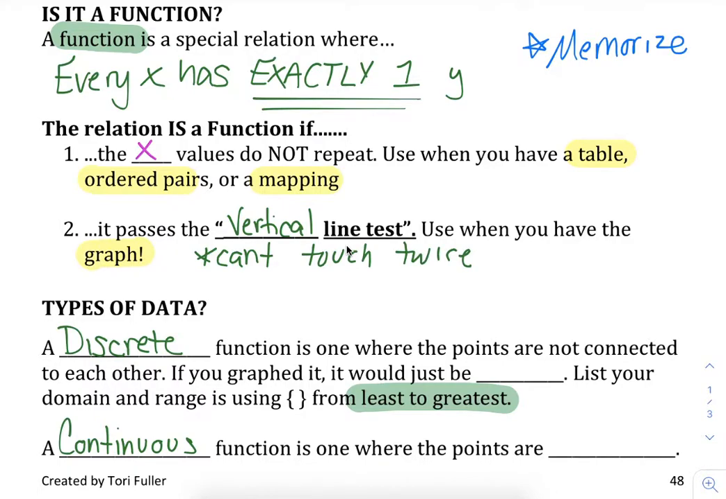All right. Pause that for just a second. Finish writing what you see, and then we're going on to the last section.